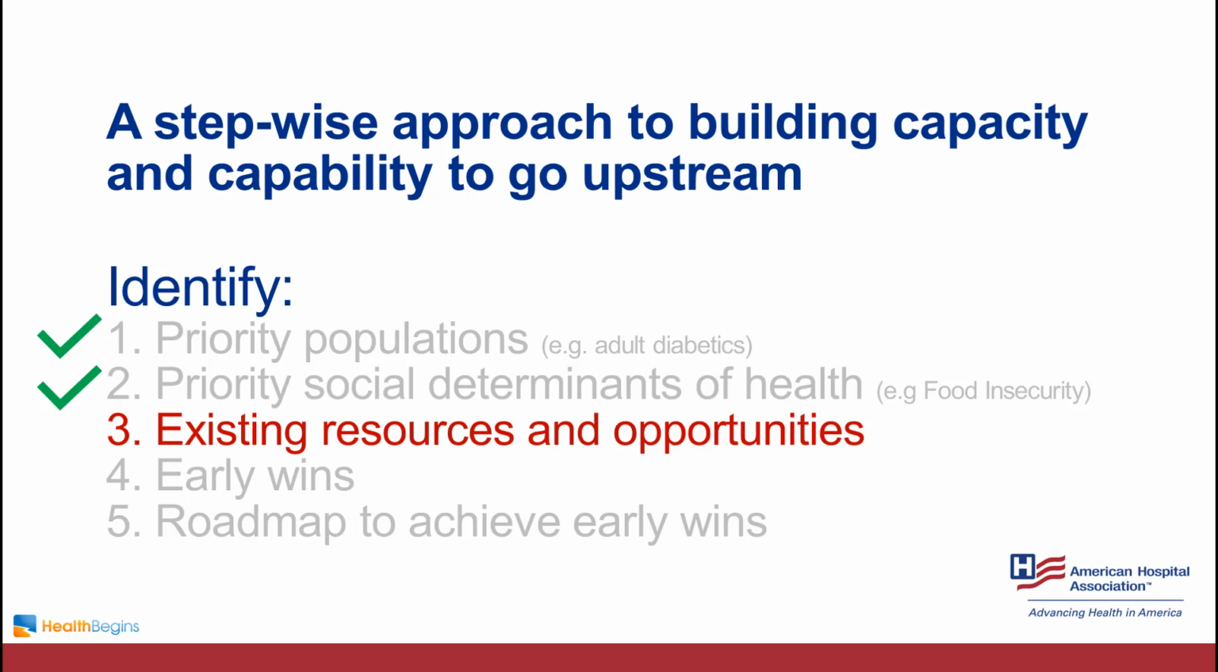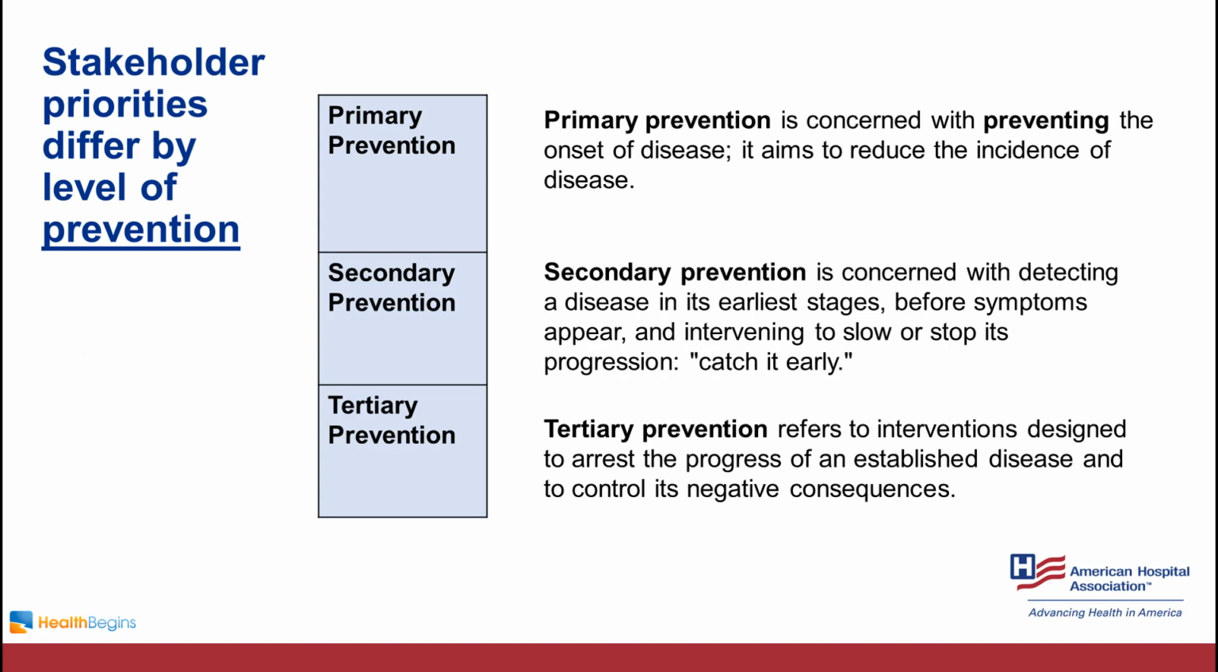The key challenge for a lot of hospitals and a lot of community-based stakeholders, like those who run food banks and other food resources, when it comes to taking care of adult diabetics with food insecurity, is how to get started, how to map out the existing resources that are already there, and then more importantly, to identify the opportunities for real change. And that's where the next step comes in. What we've learned at HealthBegins is that it's important to have each stakeholder describe their priorities based on levels of prevention. And in this case, it's primary prevention, secondary prevention, and tertiary prevention.